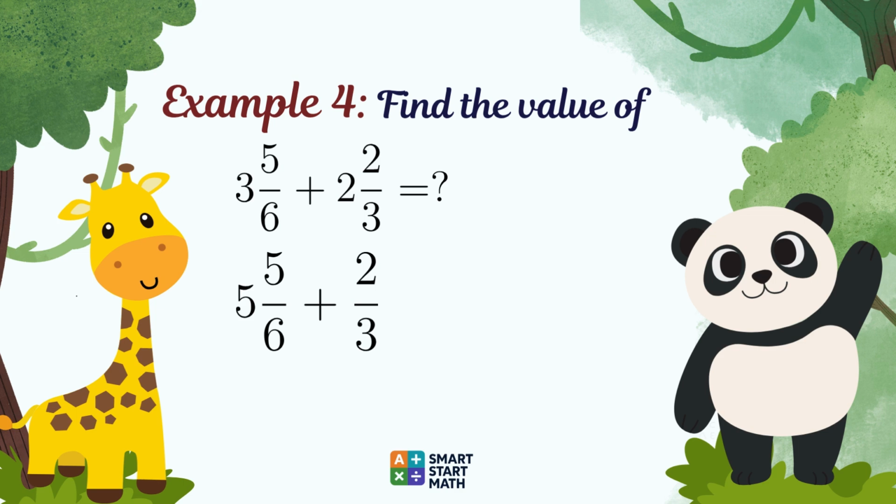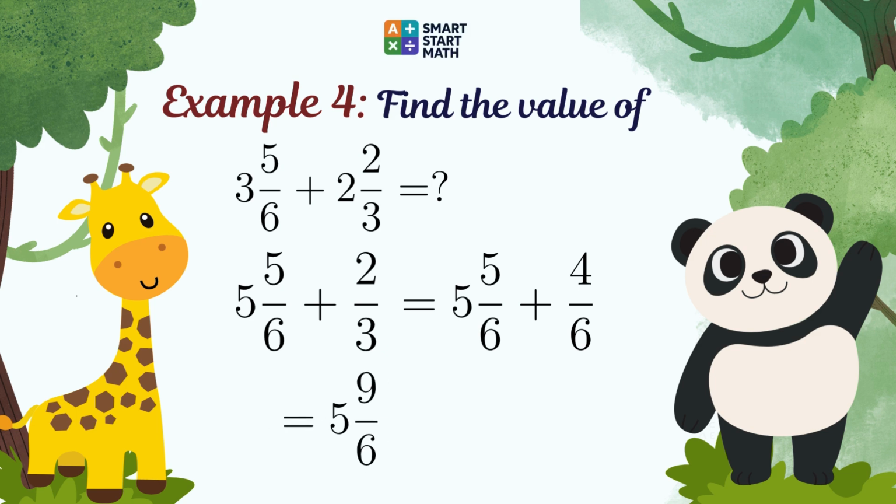Now let's convert. 2 out of 3 becomes 4 out of 6. Then add the fractions. 5 out of 6 plus 4 out of 6 is equal to 9 out of 6. But 9 out of 6 is an improper fraction, which means it's greater than 1. Let's convert it to a mixed number. 9 out of 6 is equal to 1 and 3 out of 6.